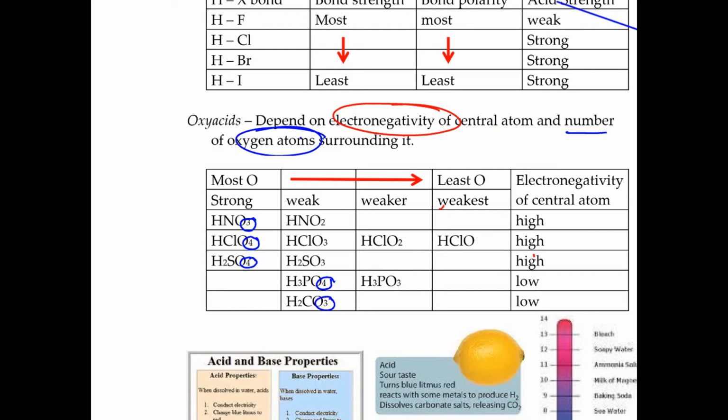So the strongest acid out of every set is the one with the most O's. So this is the most O's, the strongest out of these 2. This is out of these 4. This is out of these 2. This is out of these 2. And that's just on its own.